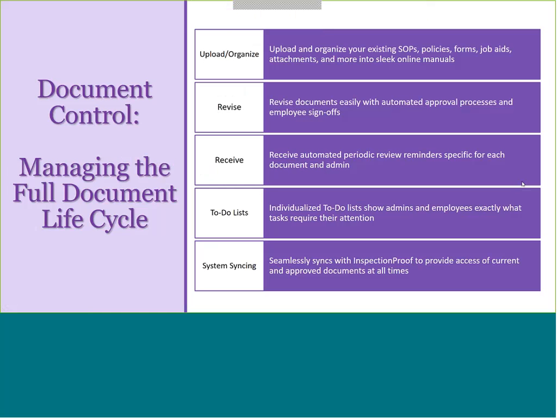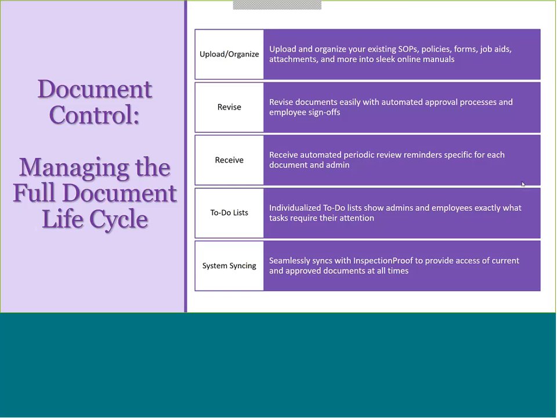So I'd like to start just by talking a little bit about document control. This is our system that manages your entire document lifecycle. You're able to upload your existing SOPs and policies, all of the other document types that you might have, your forms and job aids, attachments, etc., and get them into our system in electronic form. From that point, you can revise your documents. You can set up automated approval processes for your lab admins and supervisors to approve any changes before we collect employee sign-offs. And that happens automatically with us, which just makes life a lot easier on the lab admins who are administering the system.